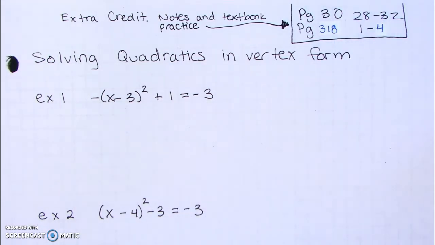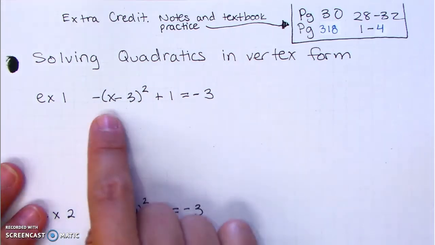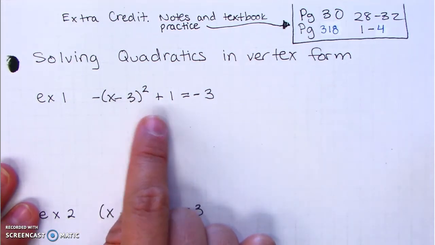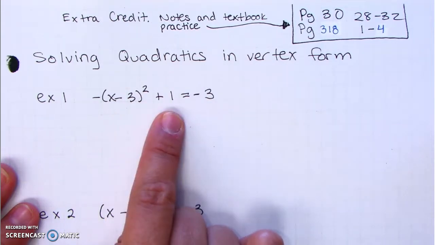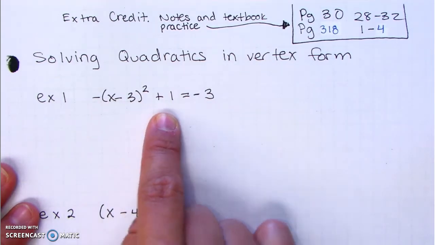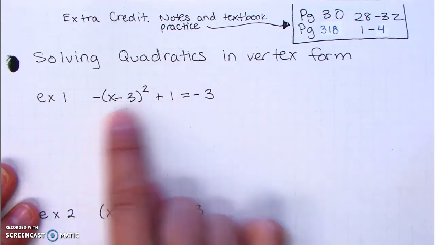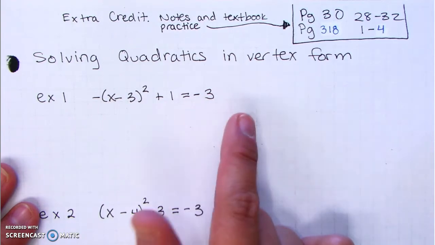So solving quadratics in vertex form. This is called vertex form because I can see that the new vertex of the parabola is 3, 1. That's why it's called vertex form. And we're trying to find the x value when the y value is -3. So here's how you do it.